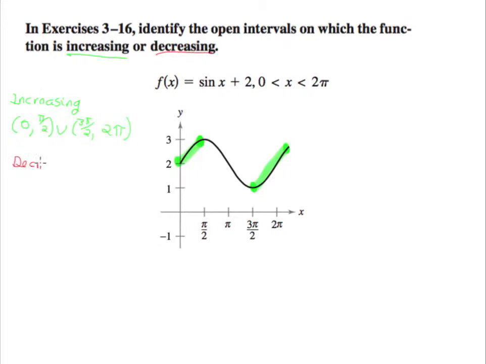Now we're going to find our intervals in which our function is decreasing, or the graph is going down. And this would be this area here in red. So I'd say the interval in which the function is decreasing is from pi over 2 to 3 pi over 2. And that's all you have to do on this type of problem.